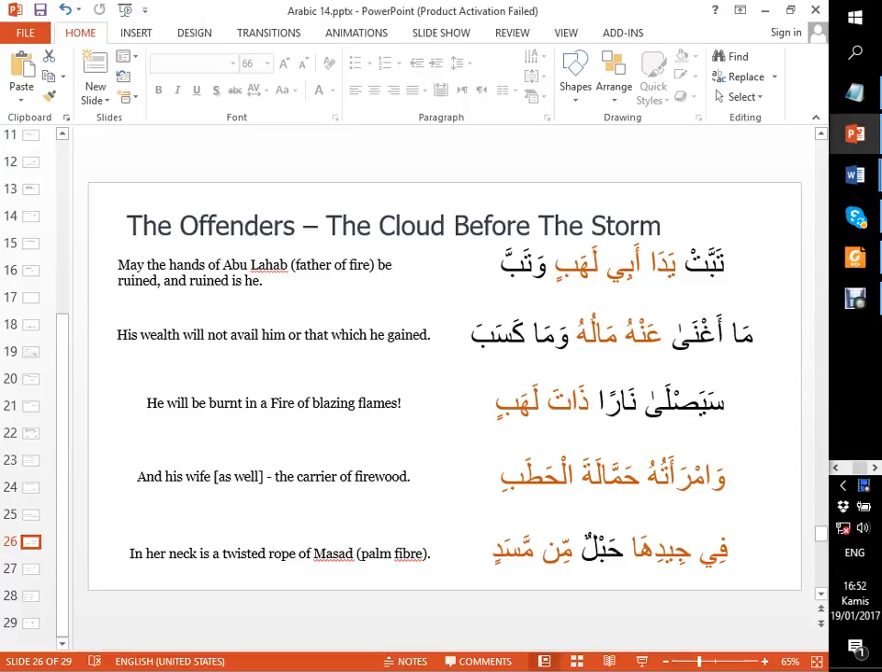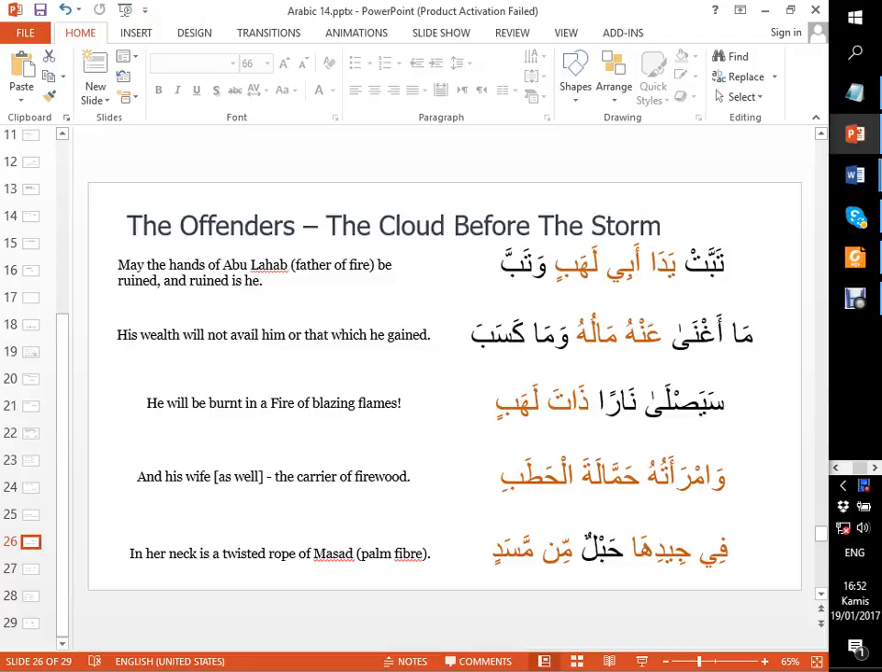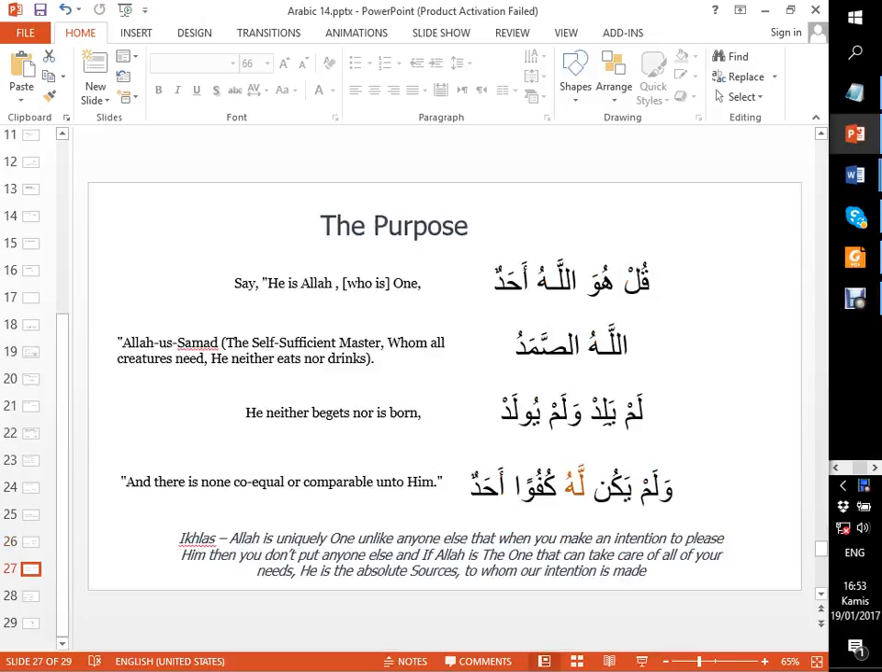And uniquely, the offender is given using his own uncle, his own family. Yeah, his own family. And then after giving the example of the offenders, the surah goes on and gives the purpose. What is the purpose actually? After all the mission that has been accomplished, it's for this purpose.